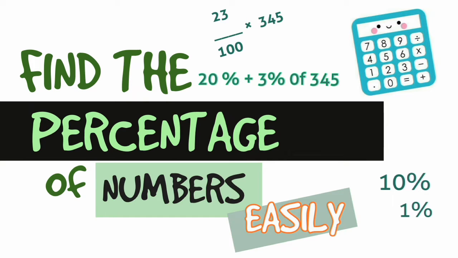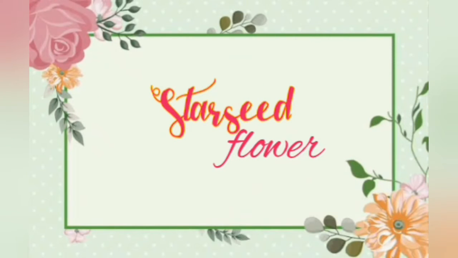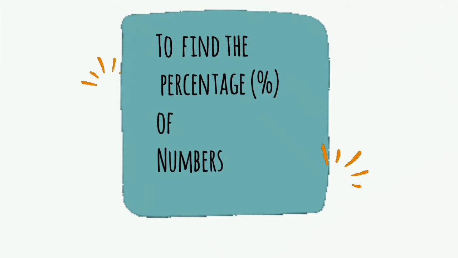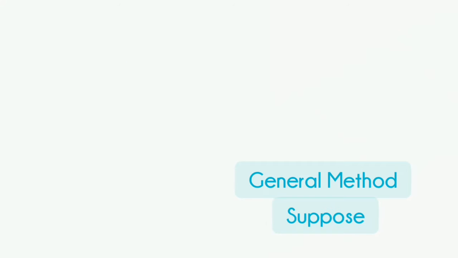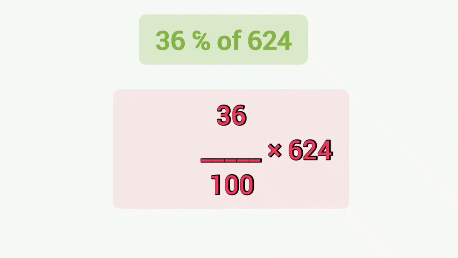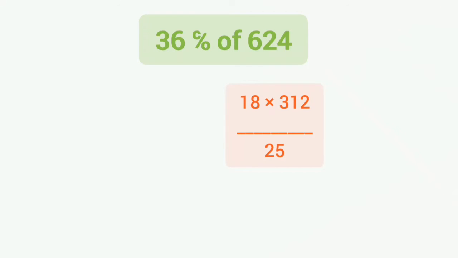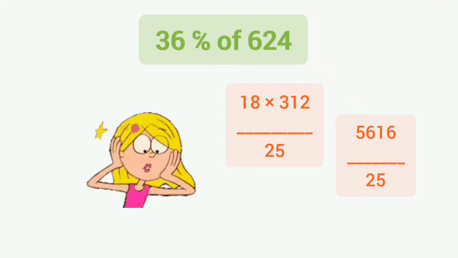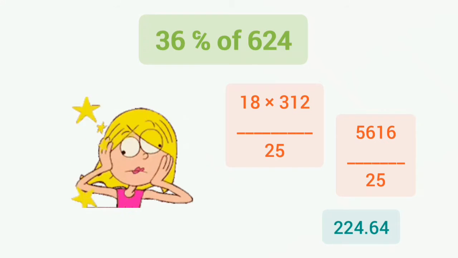In this video we will learn how to find the percentage of numbers. First we find the percentage of numbers as per the general method. Suppose we have to find 36% of 624. We generally use this form, and then we find the divisibilities of numbers. Then after getting the simplest fractional form, we divide or multiply the numbers and finally get the answer.